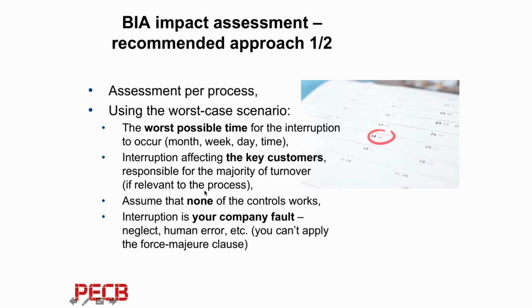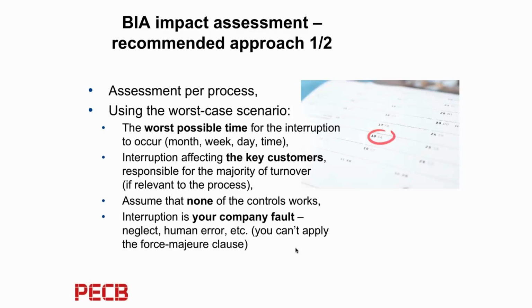And this is very counterintuitive, and people are usually commenting during this stage, but it's impossible that it will be interrupted. I'm sitting here working 24 hours by 7, this process will be up and running. We are a responsible company, etc. We know all those arguments, and usually there are so many protective measures, so many solutions, because this process is critical, and we only want to measure how critical it is. So that's why we are not taking any controls into consideration. And the last point of the worst case scenario is that the interruption is your company's fault. So you cannot apply the force majeure clause, that it was an act of God, that it was external bad weather or whatever.